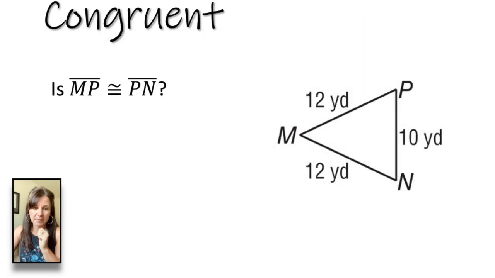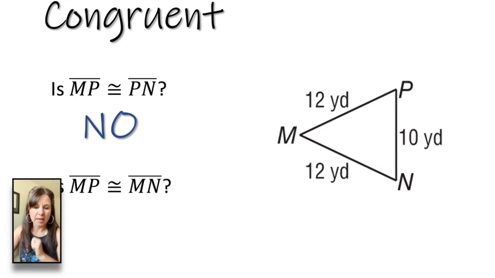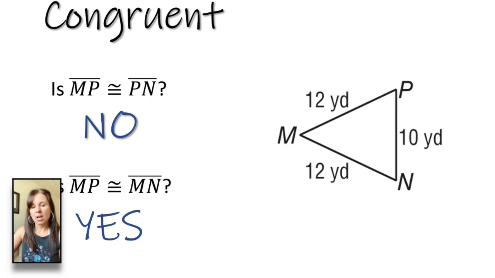Let's practice. Is MP congruent to PN? So MP is 12, PN is 10, those are not congruent. Is MP congruent to MN? Both 12? Yes, they're congruent. So that wraps up the first lesson on linear points, vocabulary, all kinds of fun geometry, alphabet soup.